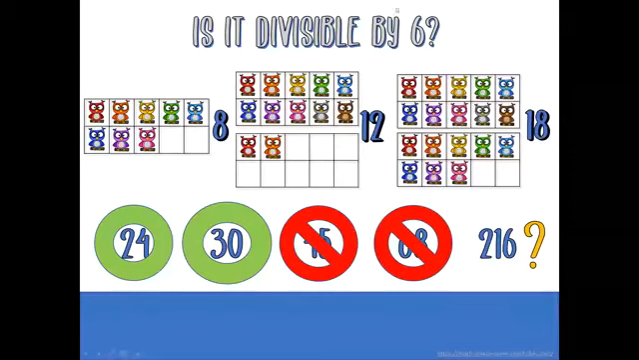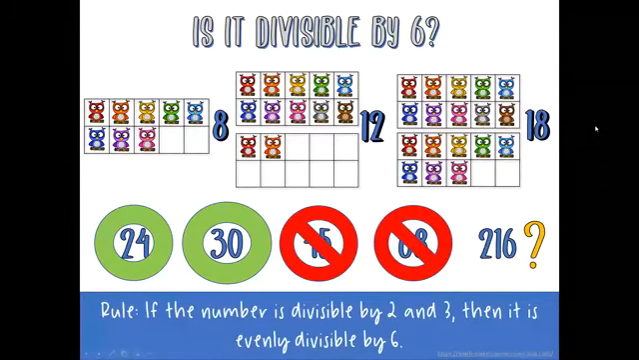And that makes sense if you think about it, because 6, what is 6 in multiplication? It's 2 times 3. So if you want to divide something by 6, you have to be able to divide it by 2 and by 3. So here's our rule. You can put that in your notes. If the number is divisible by 2 and 3, then it's evenly divisible by 6.